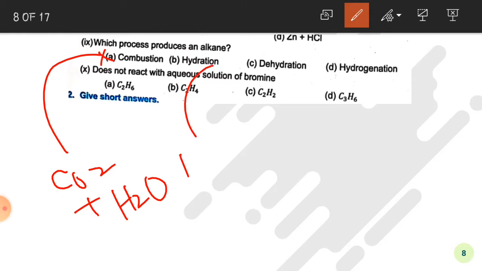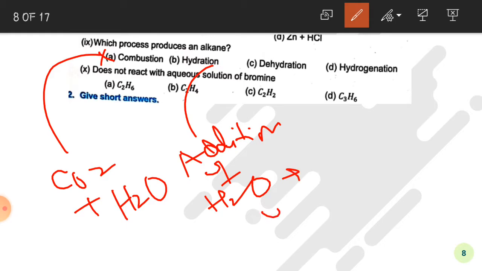In the hydration, there is the addition of water. So addition of water will of course take place in the unsaturated compounds, because the addition will take place across the double or triple bond. So it will also not give an alkane. If dehydration occurs, then dehydration results in the formation of a double bond. So if a double bond is present, then of course it is not an alkane.